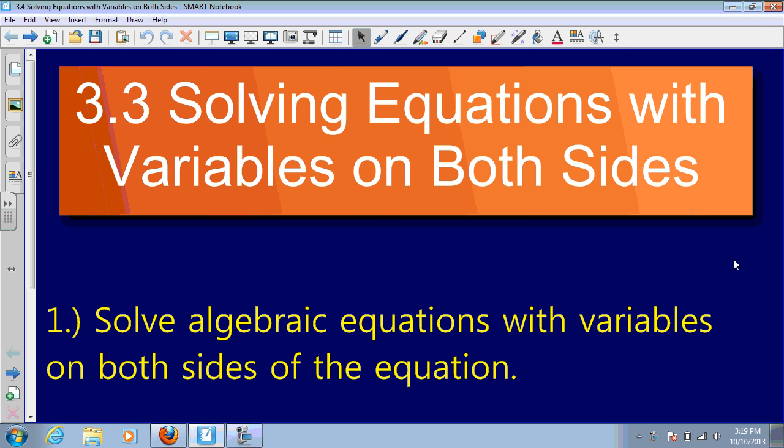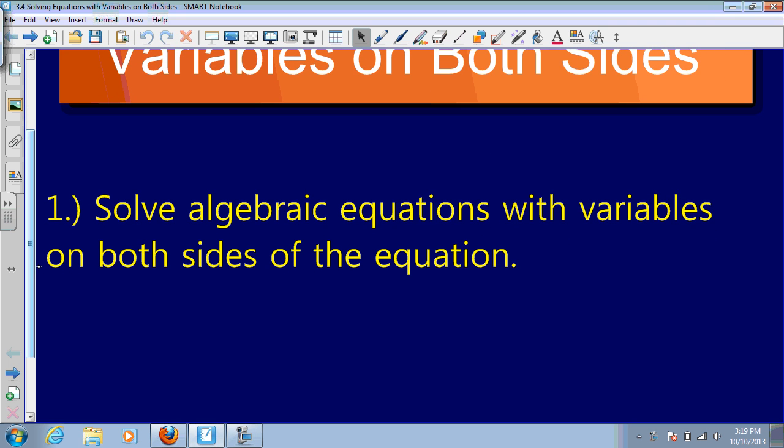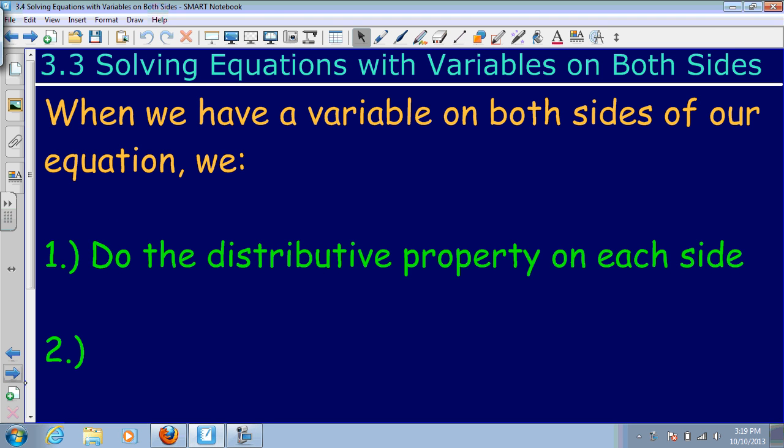Okay, this is a lesson on solving equations with variables on both sides, infinite solutions and no solution, and identity. We will be looking at some of the similar things that we talked about in class on Tuesday. It goes along with lesson 3.3 in your textbook, so if you want to find that, you could. We're going to solve algebraic equations with variables on both sides. Okay?